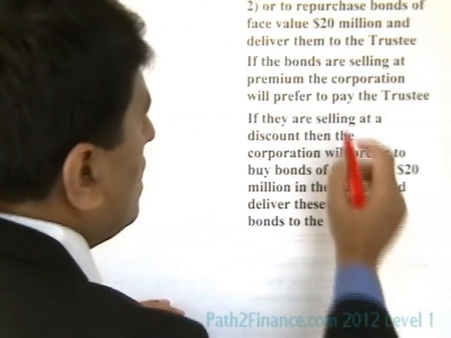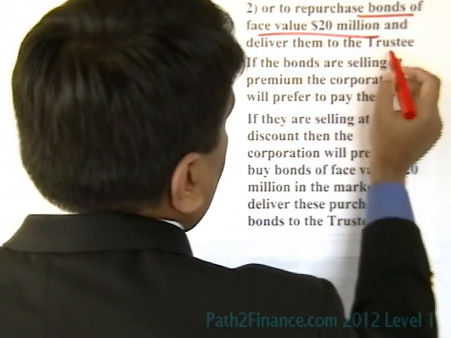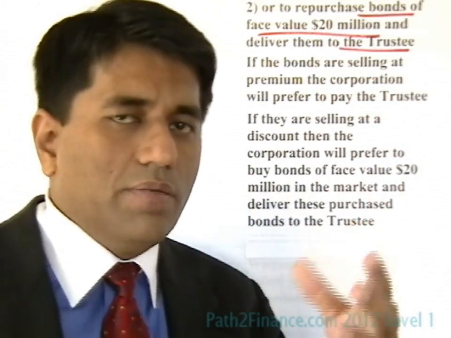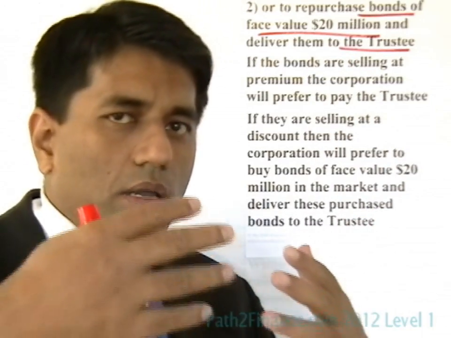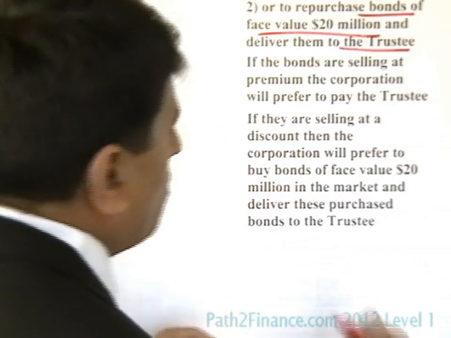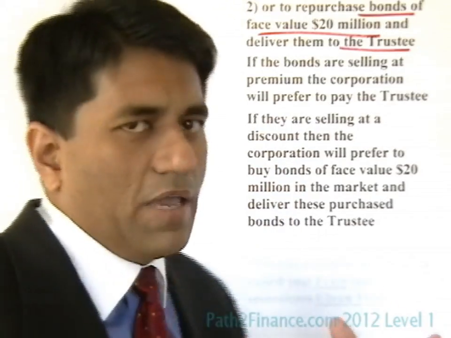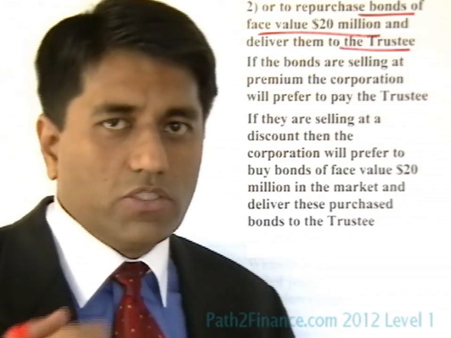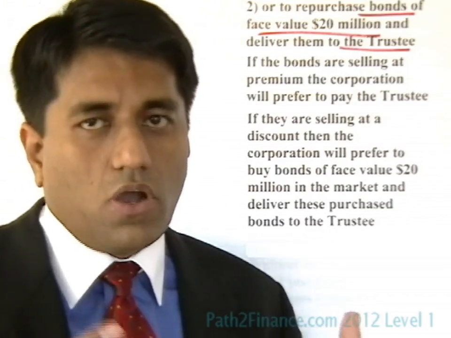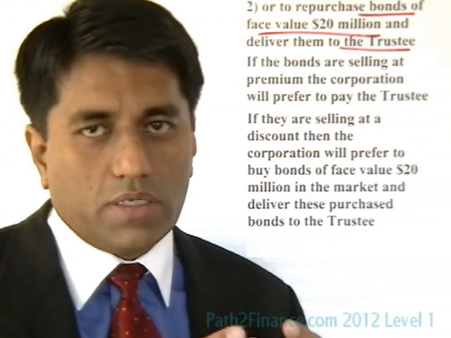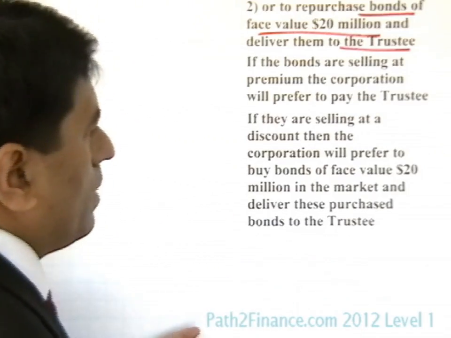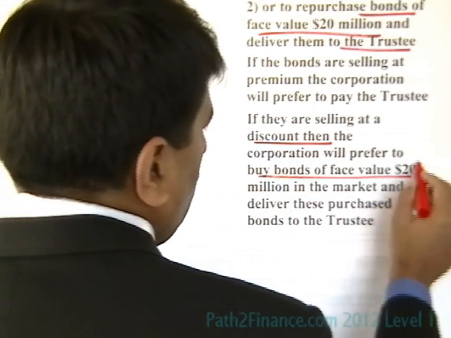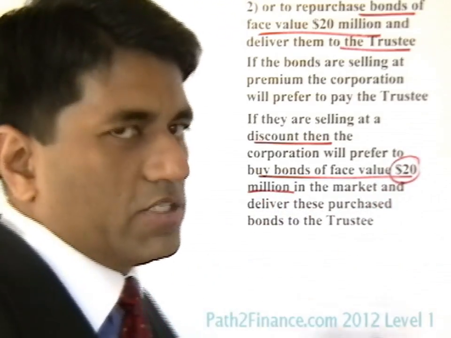Alternatively, the firm can repurchase bonds of face value 20 million and deliver them to the trustee. Now if these bonds are selling at a premium, that means they are selling for more than par, then the firm will prefer paying the trustee 20 million rather than trying to purchase bonds of face value 20 million, which is going to cost more than 20 million because the bonds are at premium. If they are selling at a discount, then the corporation will prefer to buy the bonds of face value 20 million and deliver them to the trustee.